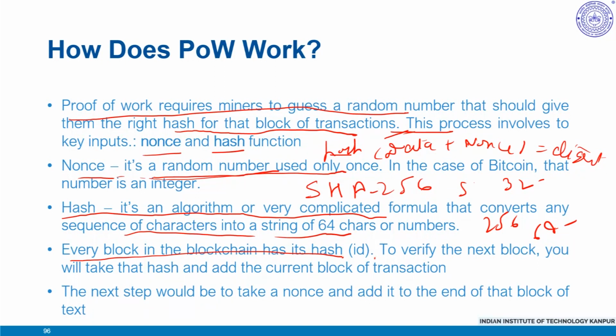So when you want to verify the next block, you will take that hash, add the current block of transactions, and you'll get a big block of text.